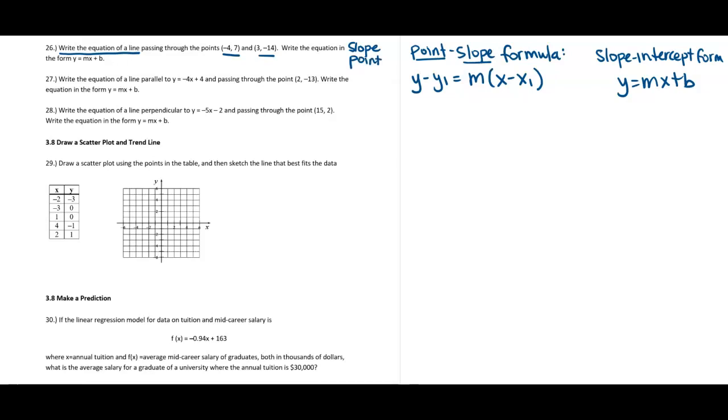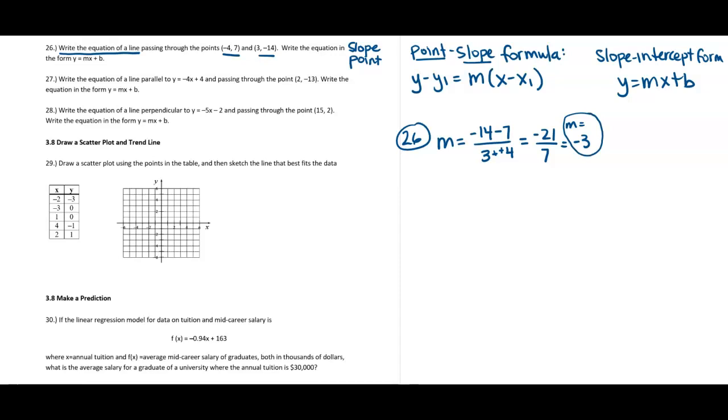Well, they give us a point. In fact, they give us 2. So we have at least 1 point. We are not given the slope, but we can find the slope between the 2 points. So that's what we're going to want to start with on this one: we're going to want to find the slope. So we would do negative 14 minus 7 over 3 minus a negative 4, which is really adding 4 down there. So I've got negative 21 over positive 7, which will reduce to negative 3. So this is my slope.